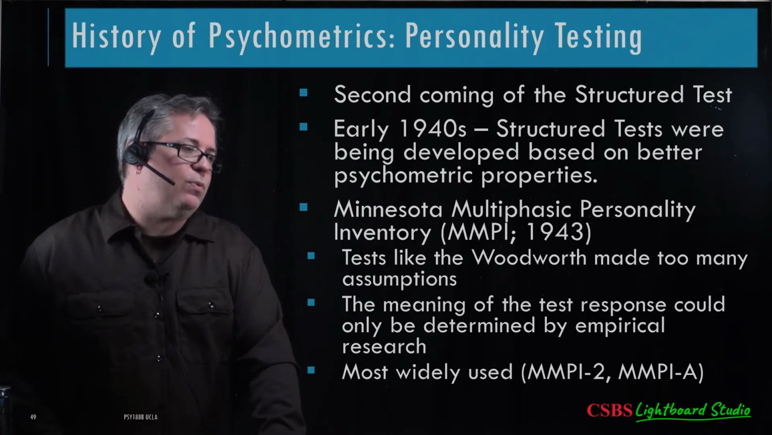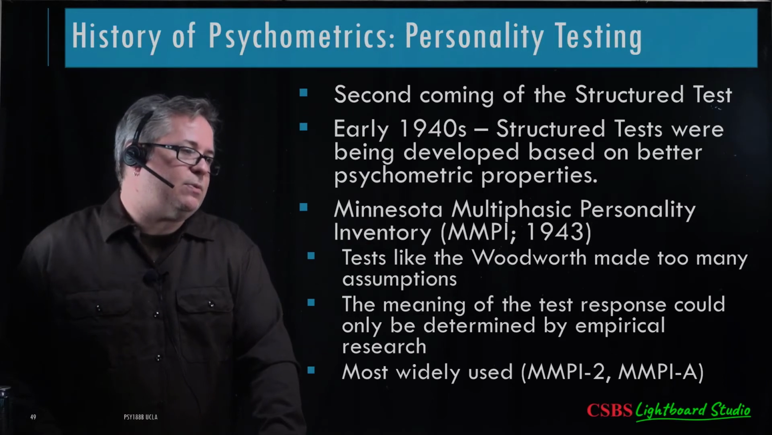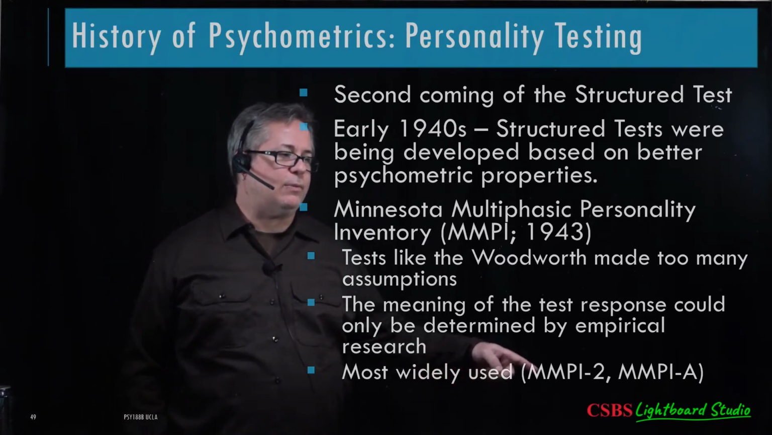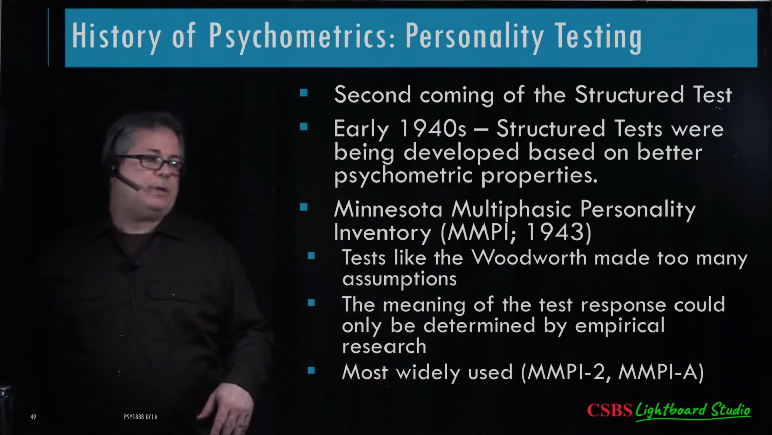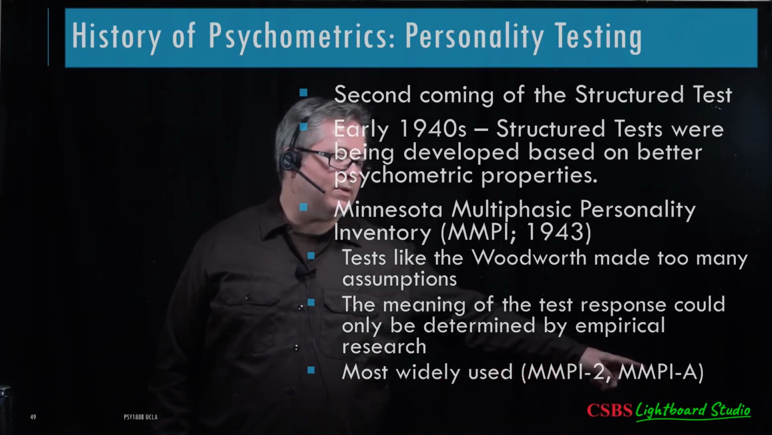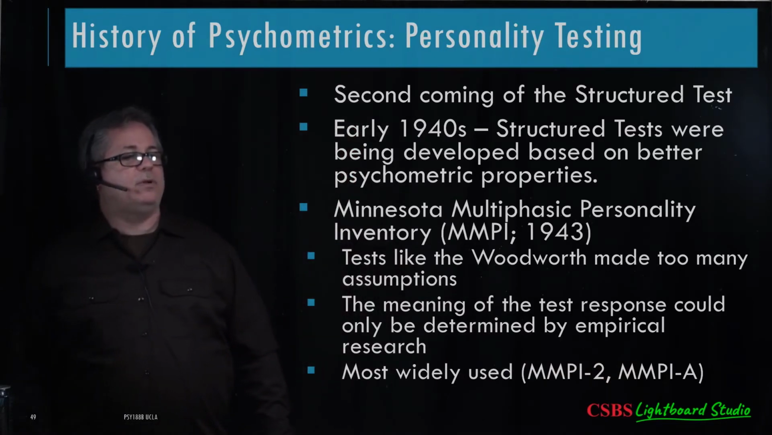So tests like the Woodworth made too many assumptions, so they tried to not do that. The meaning of the test response could only be determined by empirical research, and the most widely used are the MMPI-2, which is the adult one, and then the MMPI-A, I believe, is the child one, even though it seems backwards, but I'm pretty sure that's true. I'm not positive about that anymore.